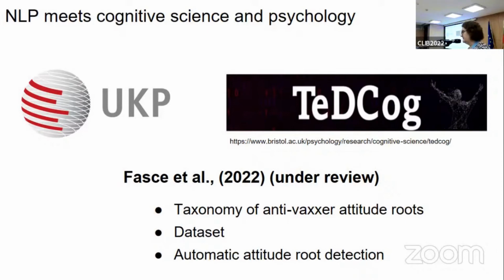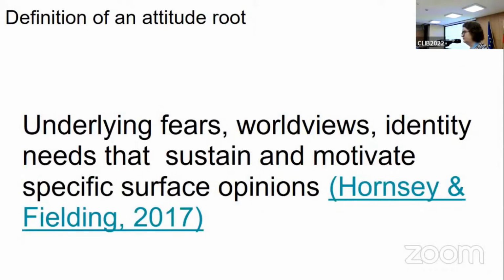In this work, a taxonomy and a text data set of anti-vaxxer attitude roots were constructed, on which we also performed text modeling in order to classify the attitude root. Attitude root is a term which is not familiar to an NLP and computational linguistics audience. So what is an attitude root? The definition comes from cognitive psychology. Attitude roots are underlying fears, worldviews, and identity needs that sustain and motivate specific surface opinions.